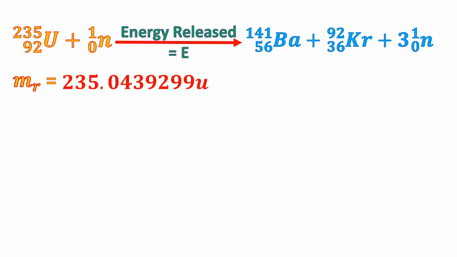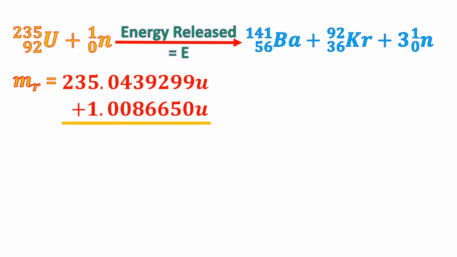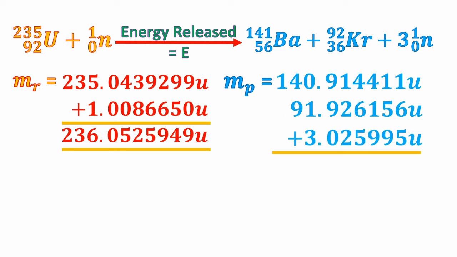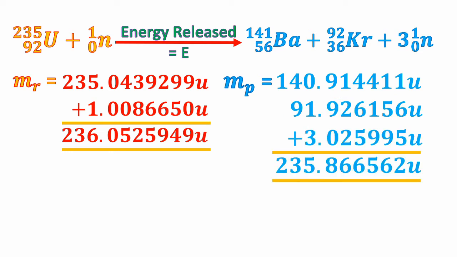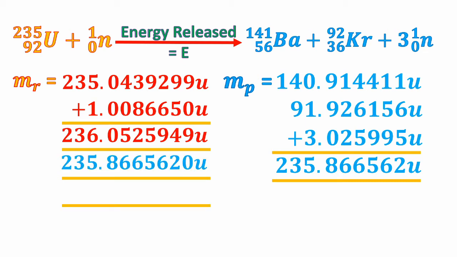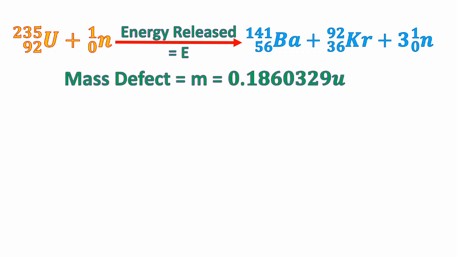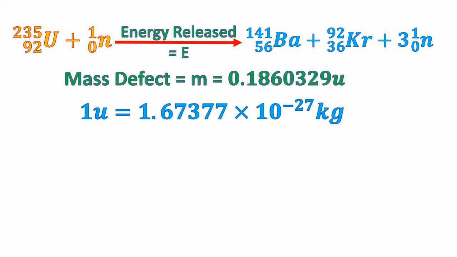So you sum the mass of the reactants, and then you sum the mass of the products, and then you remove the mass of the products from the mass of the reactants, which will give you the mass defect in atomic mass units. But we need to convert this mass into kilograms in order to substitute it into the equation. Well, this is the relationship between an atomic mass unit and kilograms.